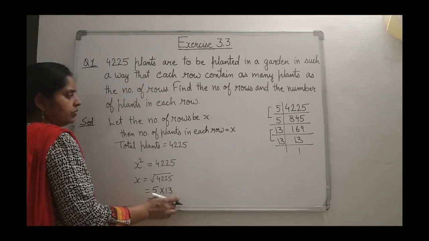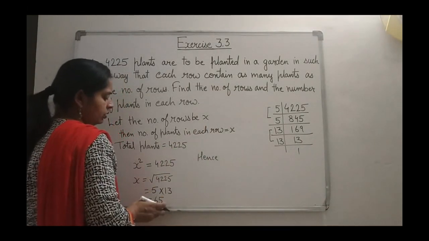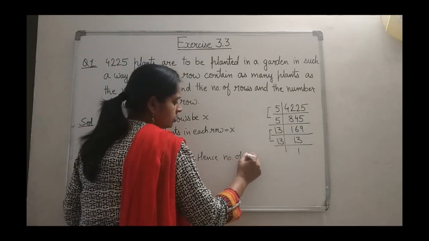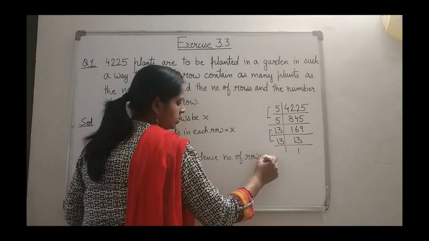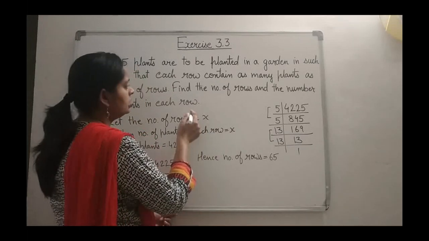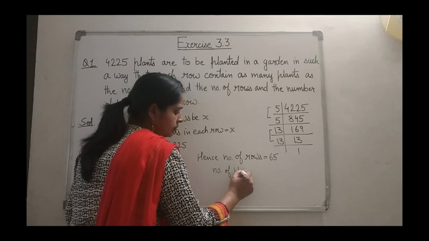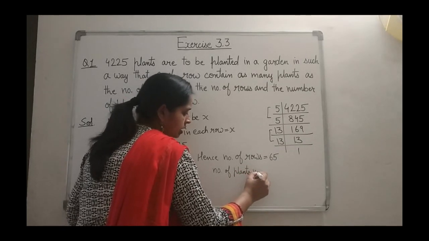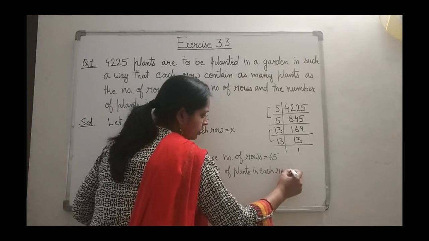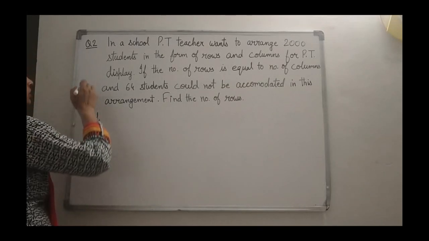Right? 65. Now hence, how many rows are there? 65 rows. Hence the number of rows is equal to 65, and they are also asking for the number of plants in each row. So the number of plants in each row will be equal to how much? 65 only. Okay. Now see the second question.